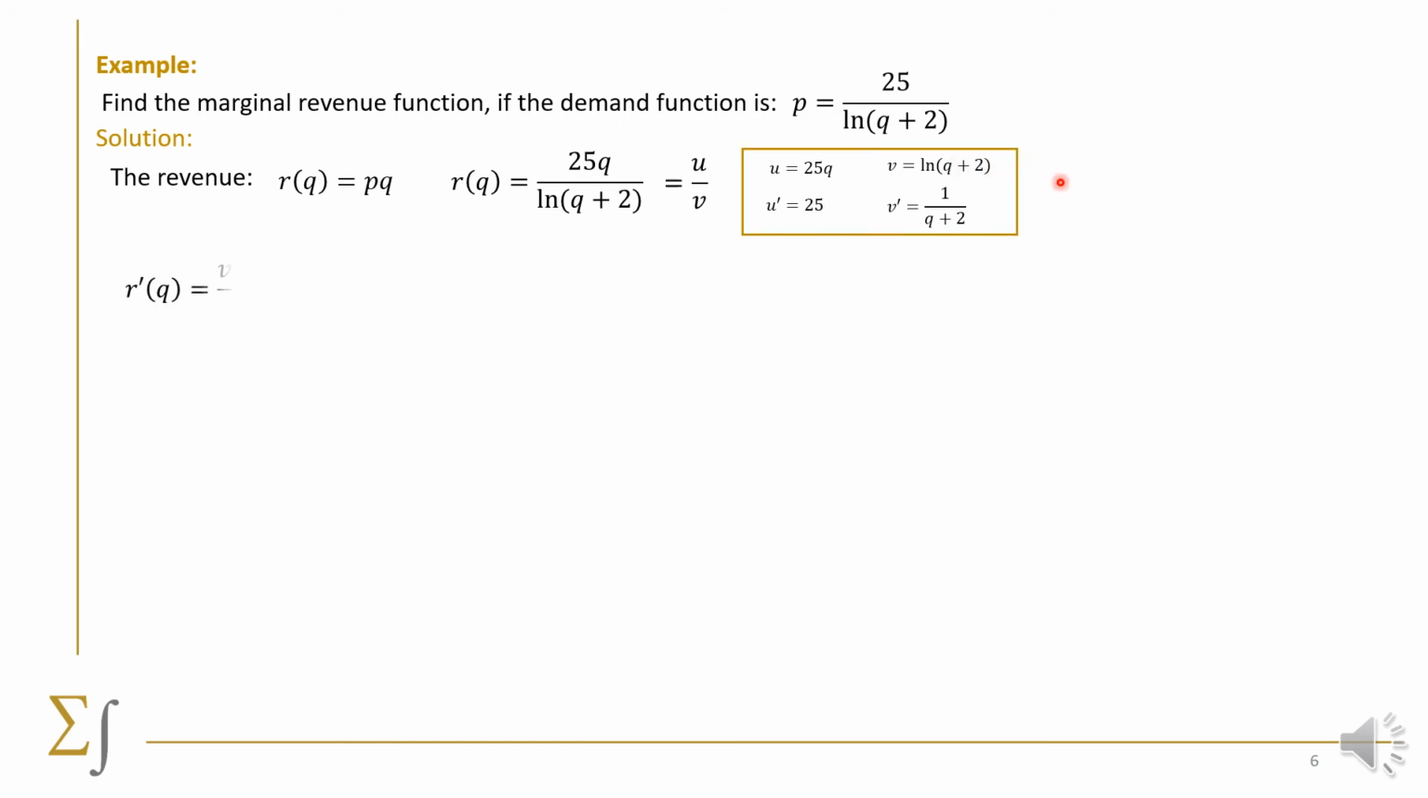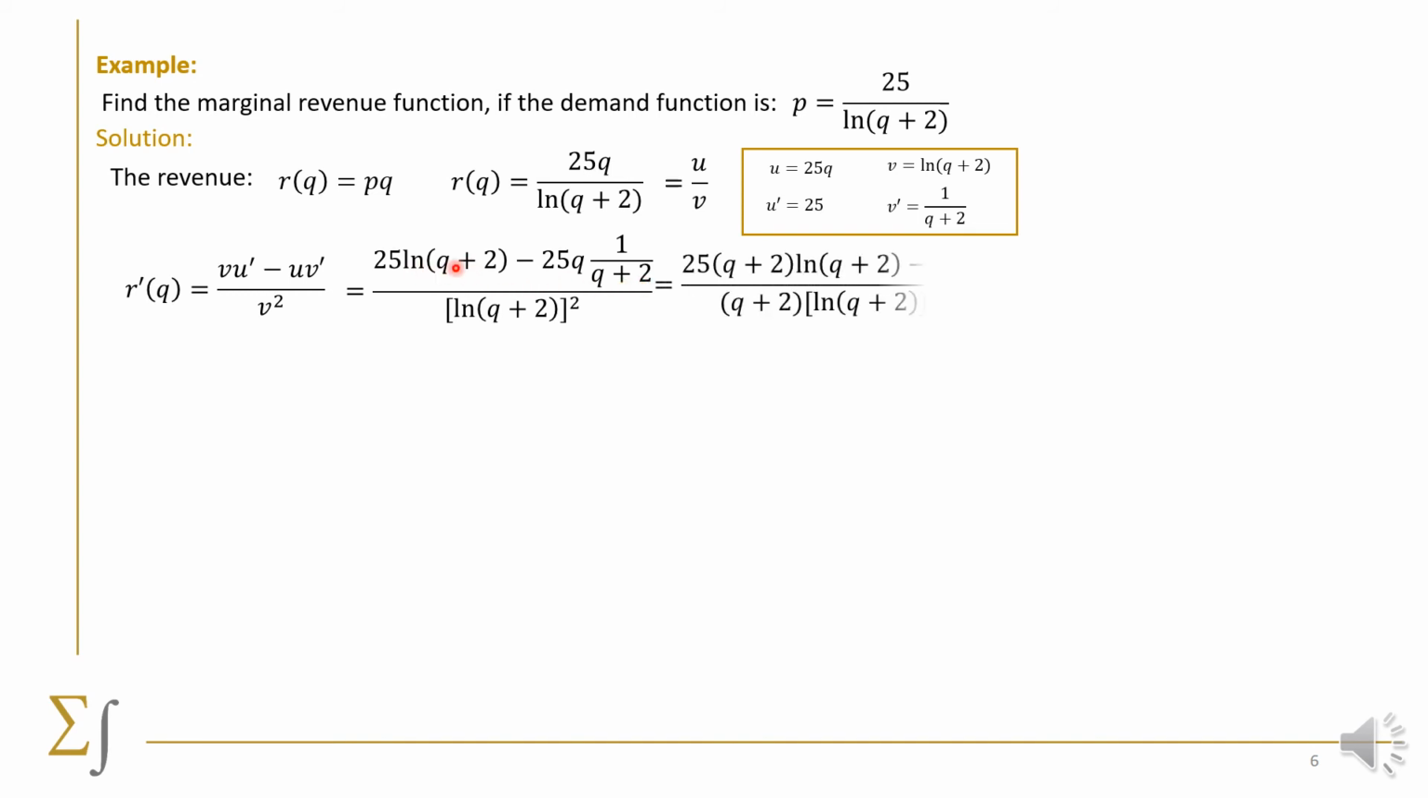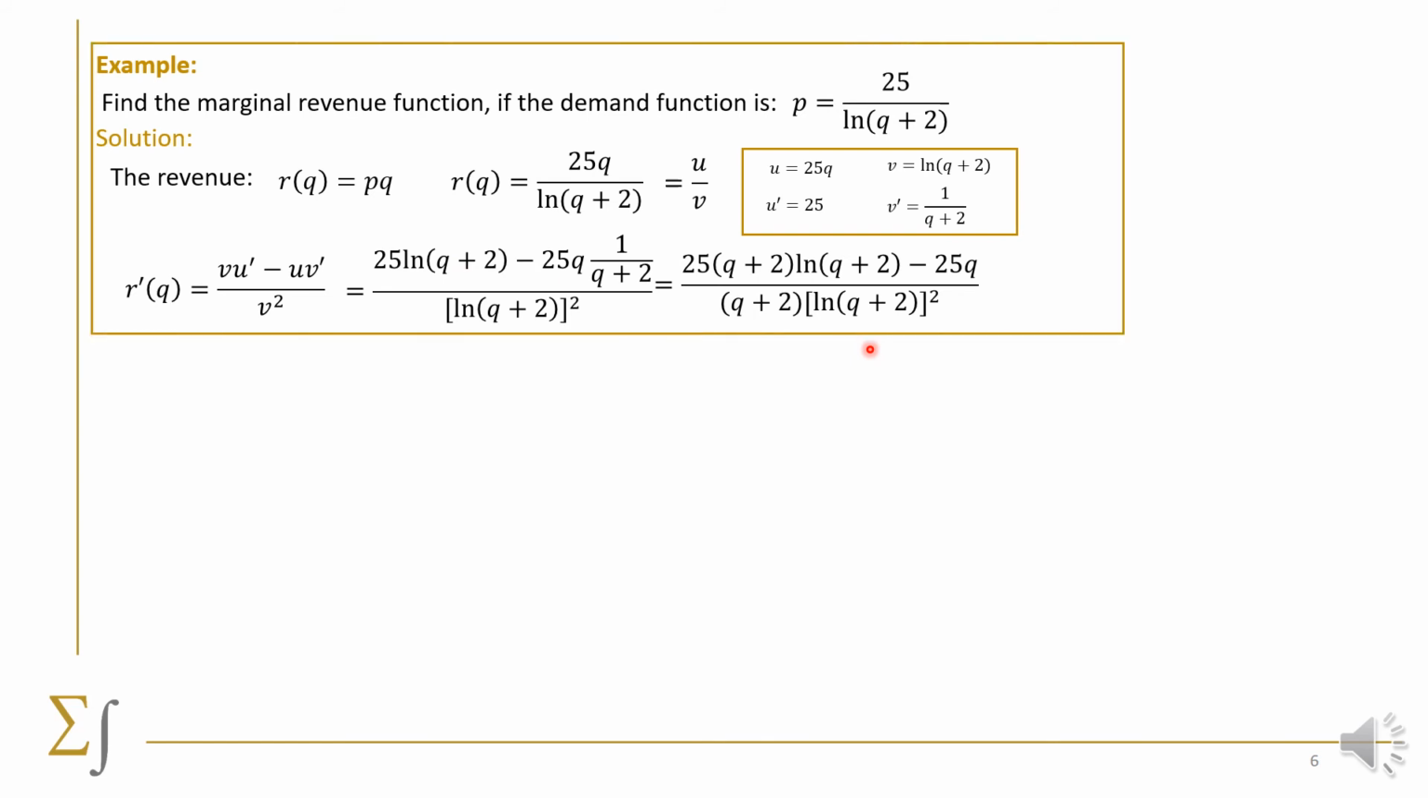So here we substitute in the quotient rule. The denominator squared is ln of (q plus 2) all squared. Denominator times derivative of numerator, which is 25, minus numerator times derivative of denominator, which is 1 over (q plus 2). Now we make a common denominator here so that we get this form for the marginal revenue. Next, we take an example.